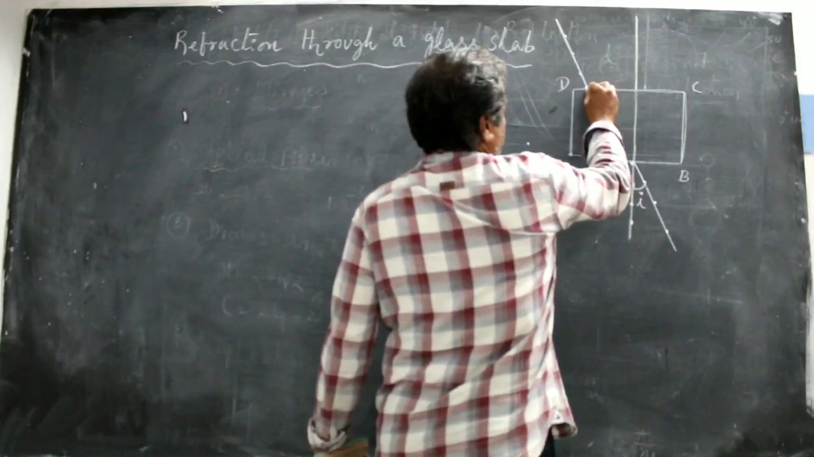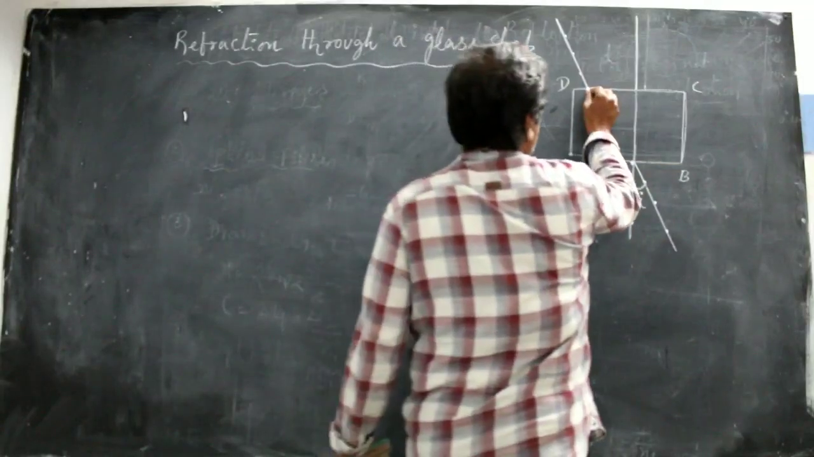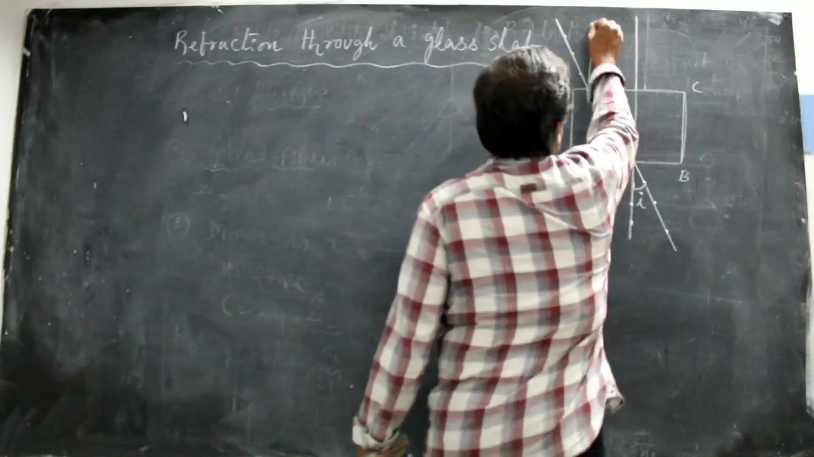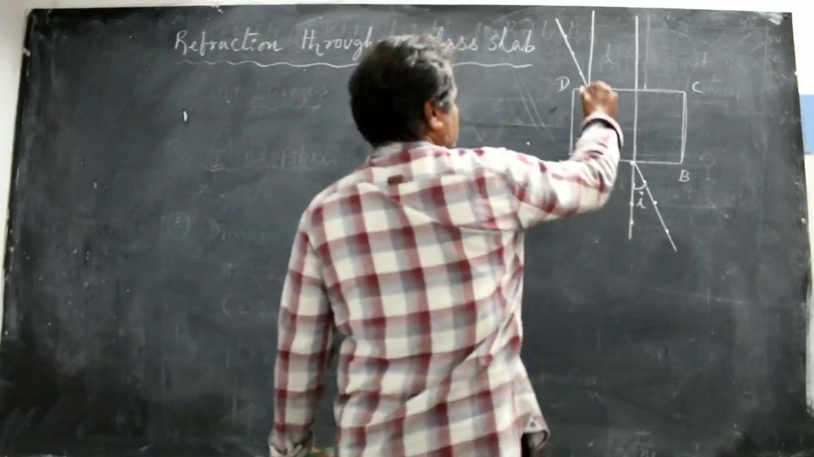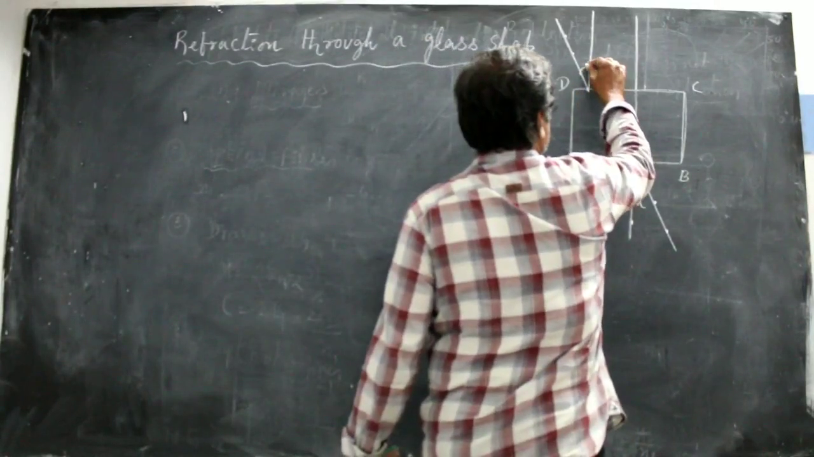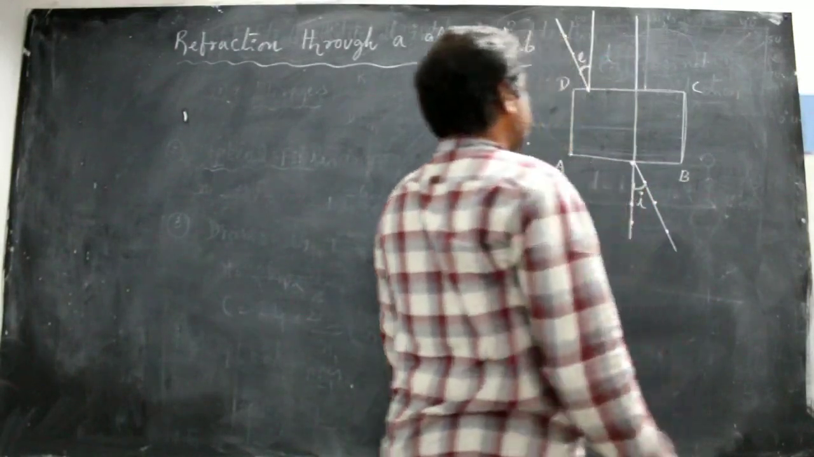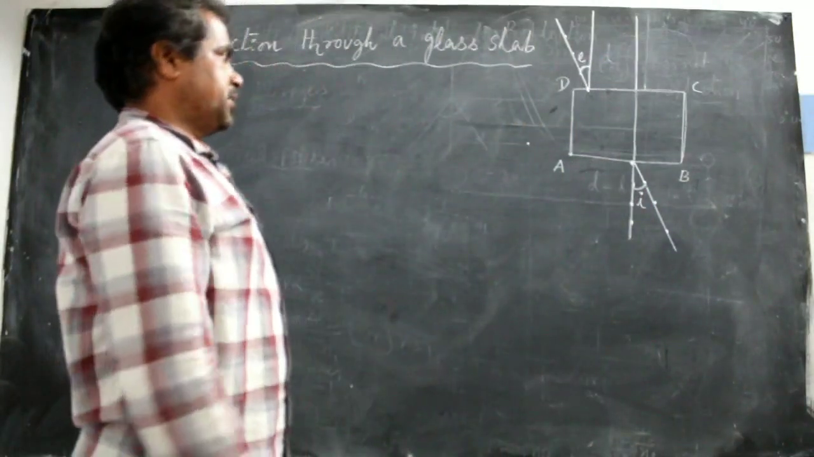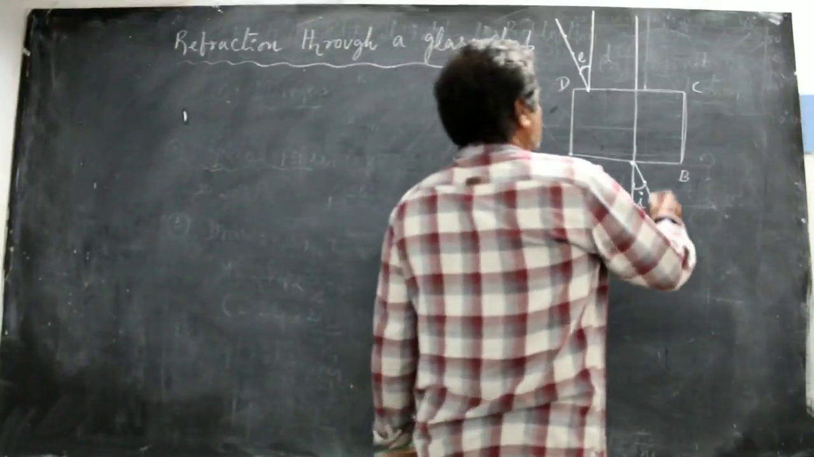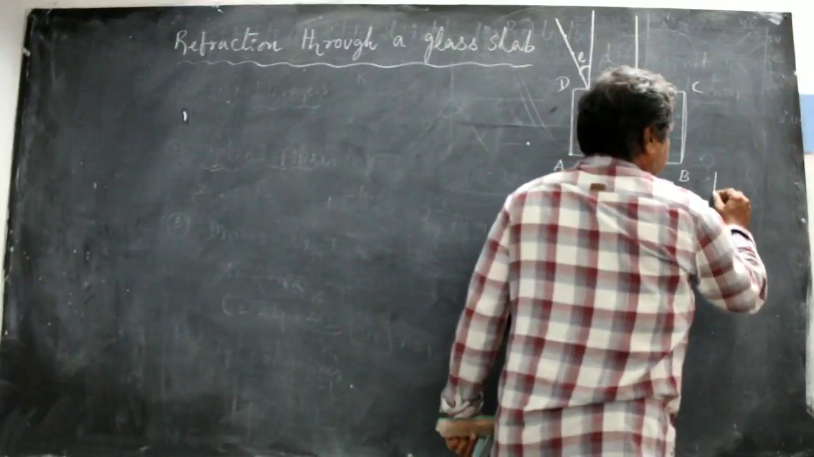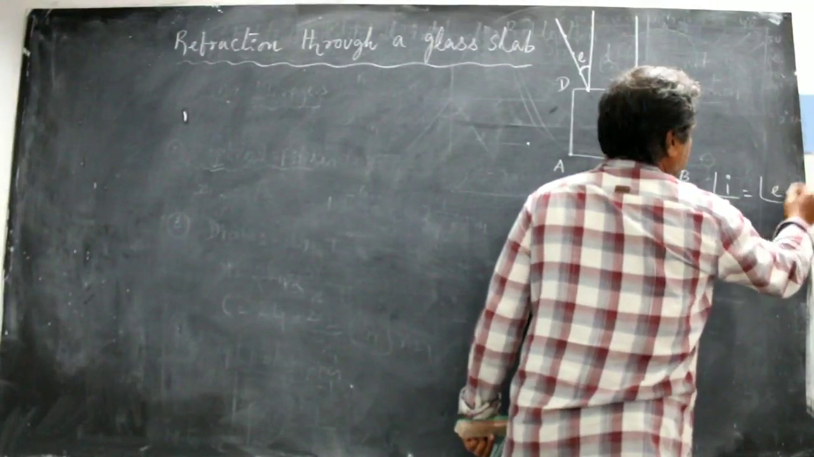So here we get one point. From that point we draw one normal. Here also one angle is formed. This angle is called the angle of emergence. Emerging. Here the angle of incidence must be equal to the angle of emergence.